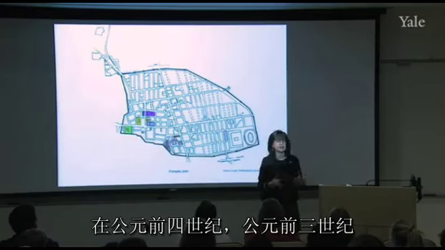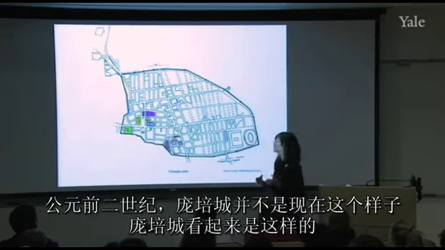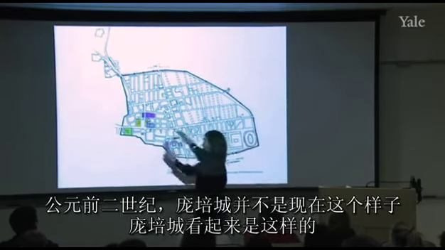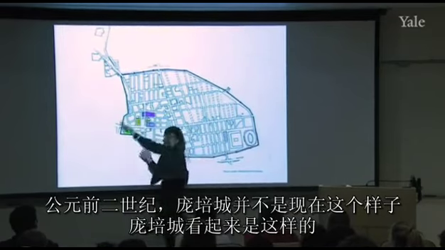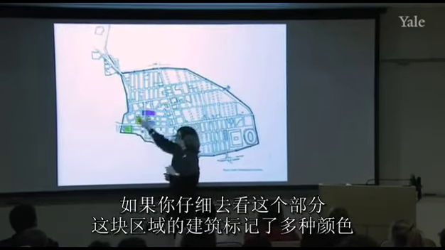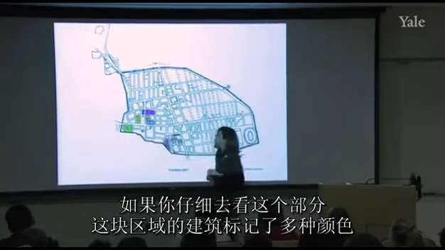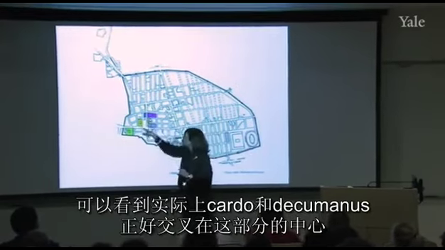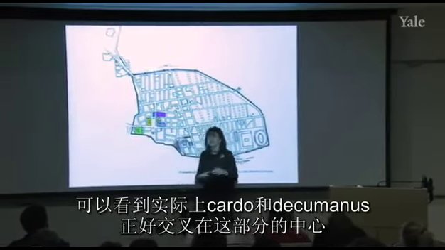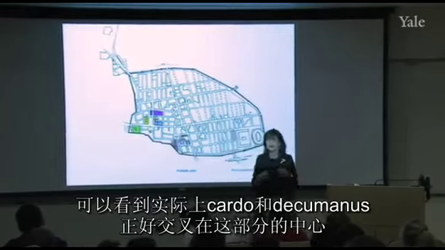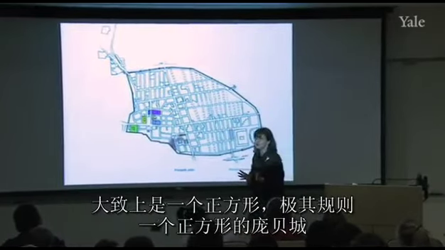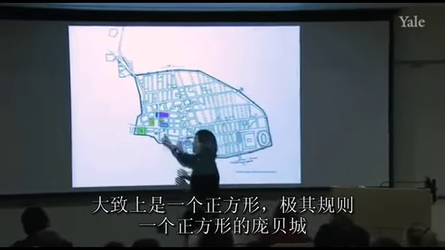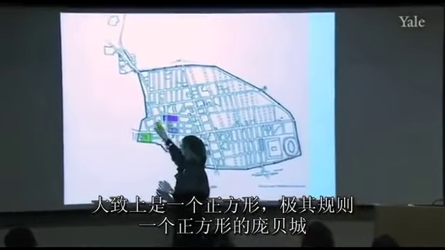In the 4th century BC, the 3rd century BC, the 2nd century BC, Pompeii didn't look like this. Pompeii looked like this. And if you look very carefully at just this section where we have the buildings and the various colors, you will see that there is indeed a Cardo and a Decumanus that intersect exactly at the center of this roughly square city. So this was actually pretty regular originally.